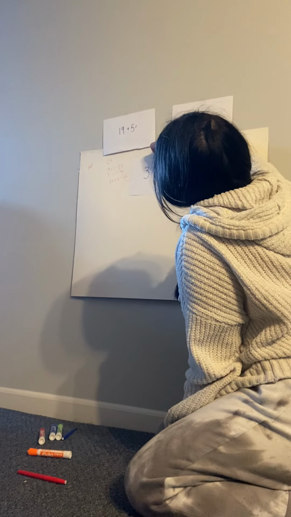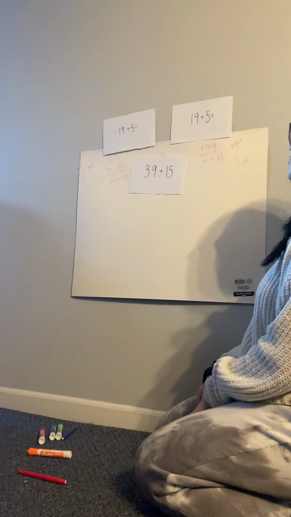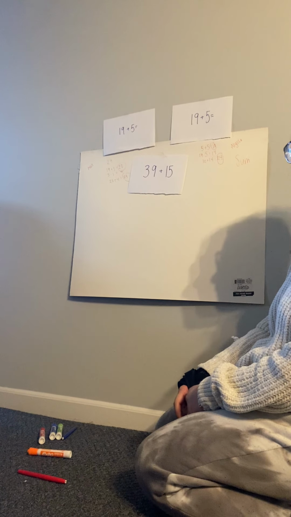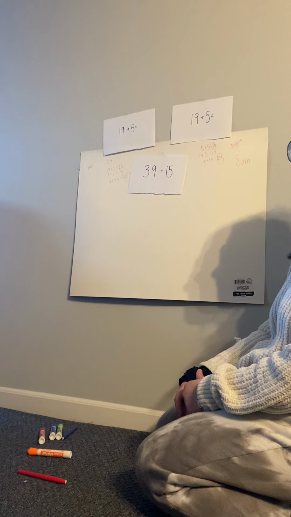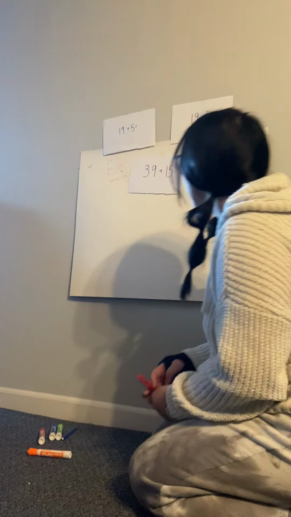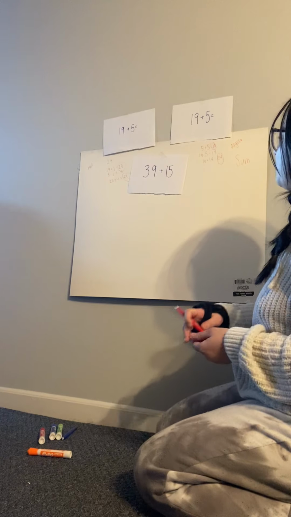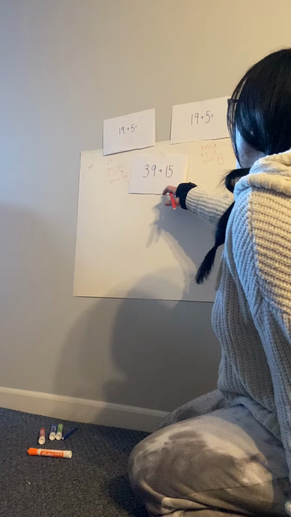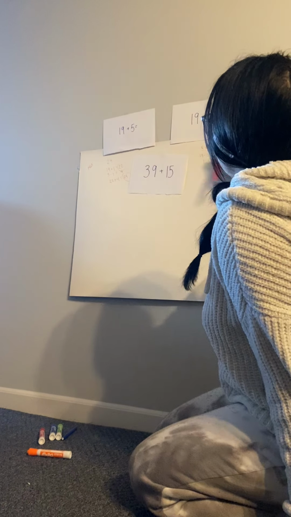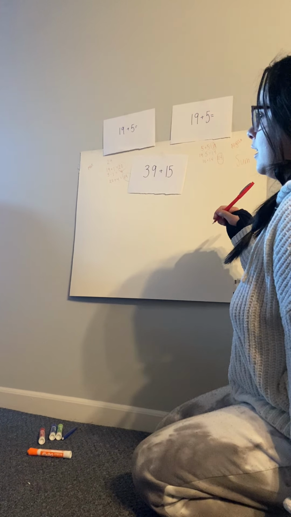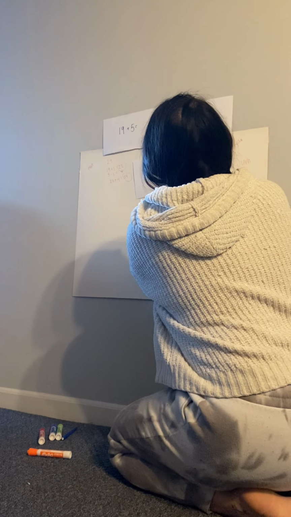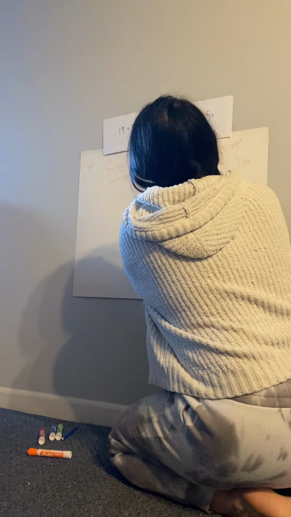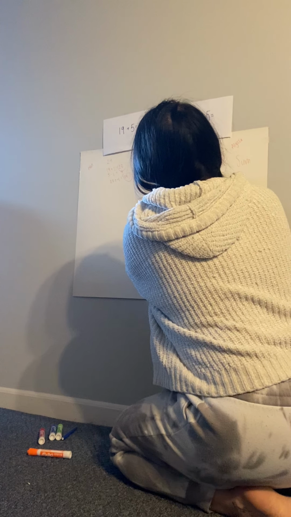Let's do it right here. All right. Elizabeth, can you tell me what you got as your answer for 39 plus 15? 54. Okay, and how did you get 54? I added 39 with 1 and got 40. And then I took 15 and subtracted 1 and got 14. And then added 40 plus 14 and got 54.